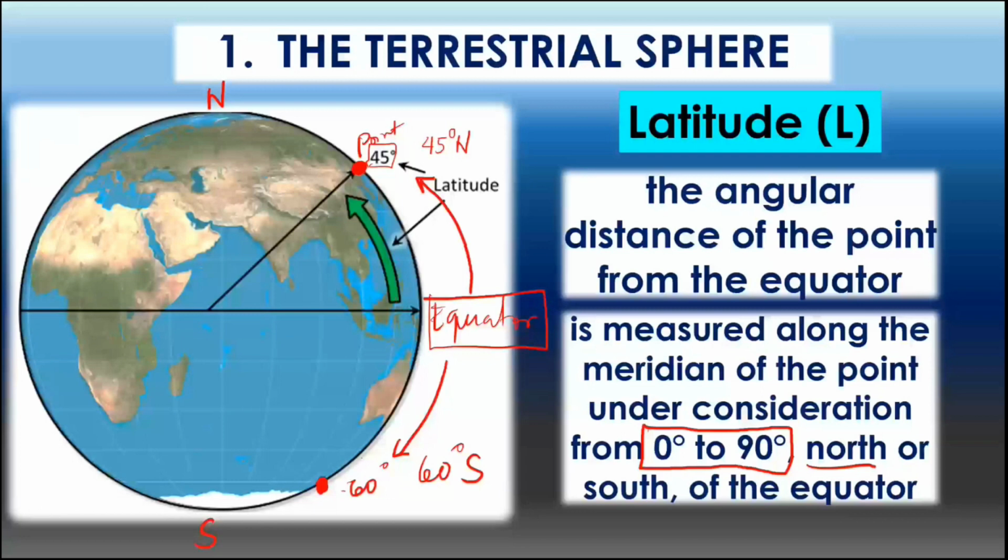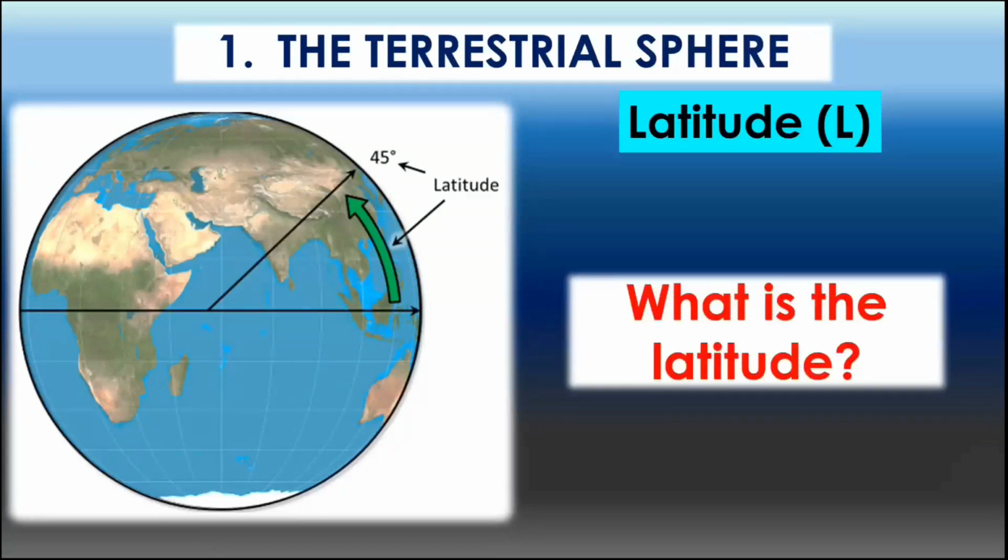So to make it short, if the point is on the northern hemisphere, therefore the latitude should be what? You write the angle, then it should be north. If the point is on the southern hemisphere, you determine the angle and then put south.